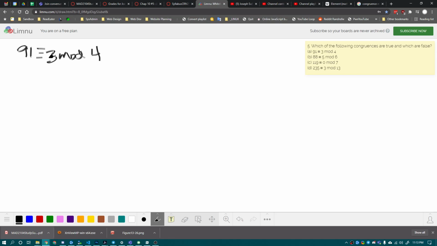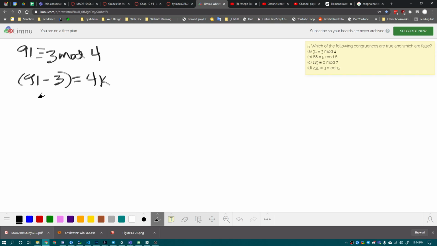So as I said in the study groups, how I view this congruent symbol is like an equal sign with an extra subtraction that lets me know what the order is. So another way of wording this is that 91 minus 3 is equal to 4k, and we're testing to see if k is an integer or not.